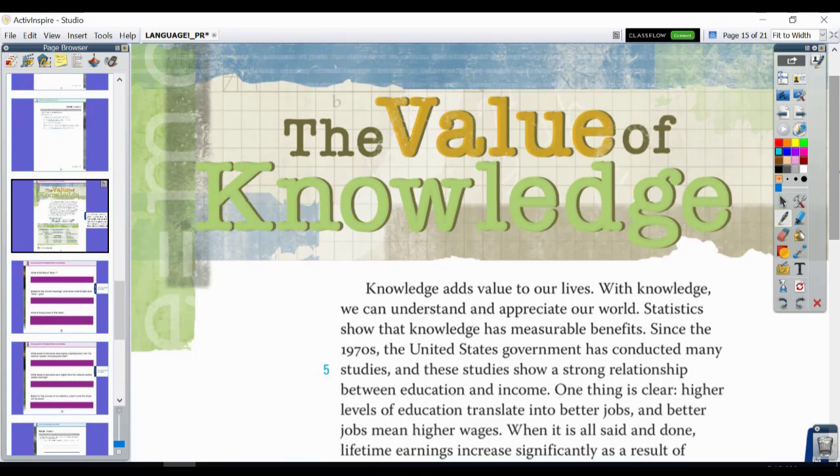So, before we start reading, I want you to look at pages 104 and 105 in your textbook. You'll see a selection called The Value of Knowledge. Think about what you already know about levels of education after high school. You could go to school after high school and receive an associate's degree.